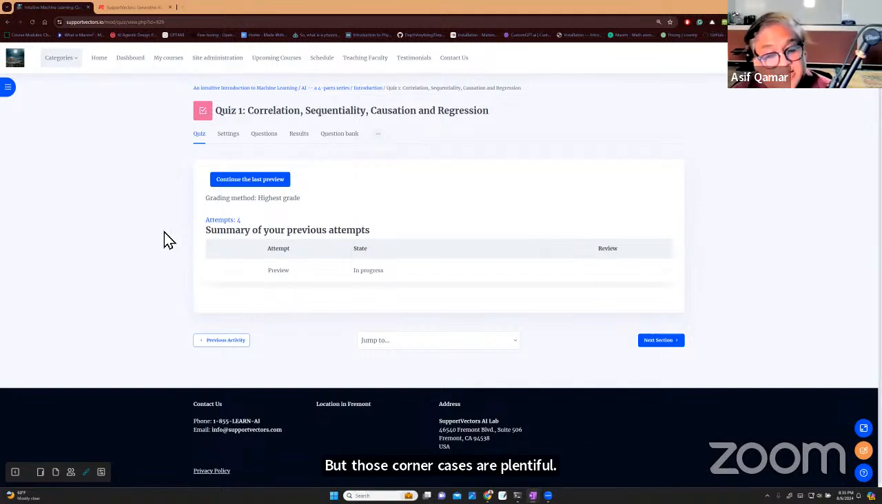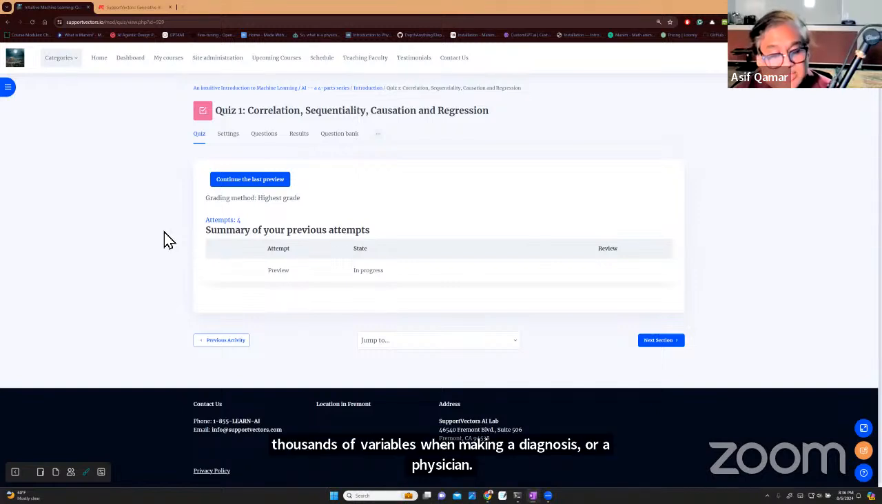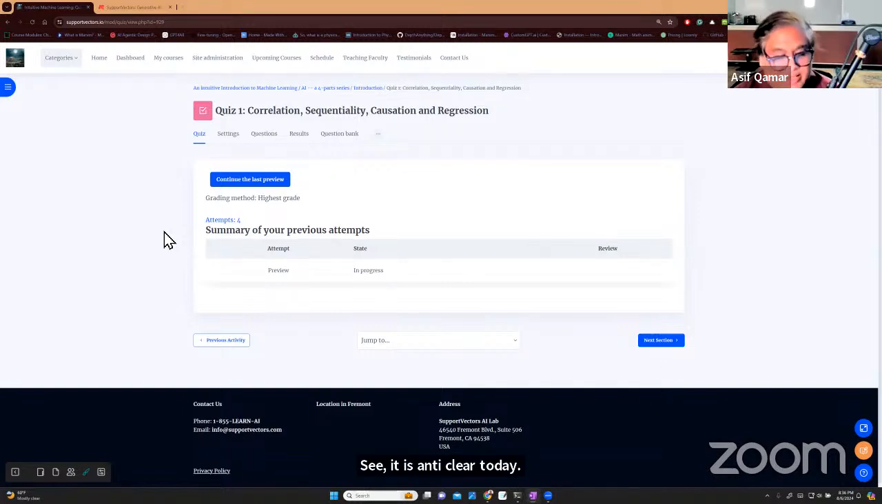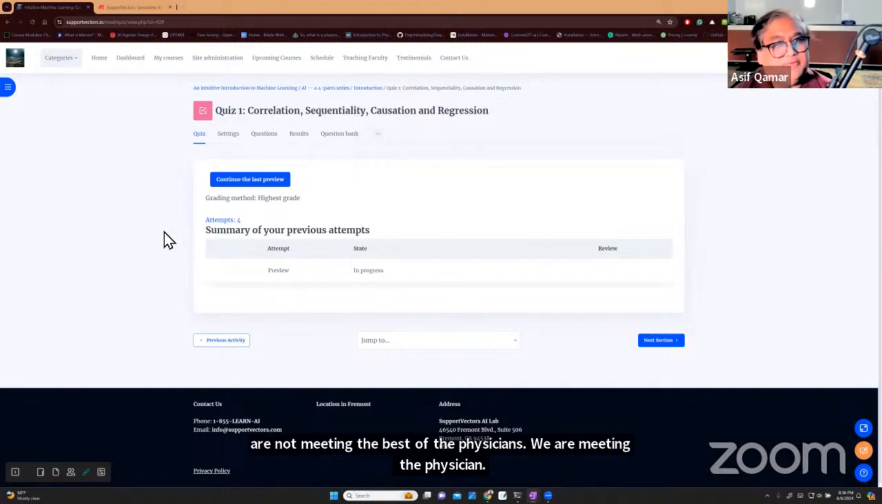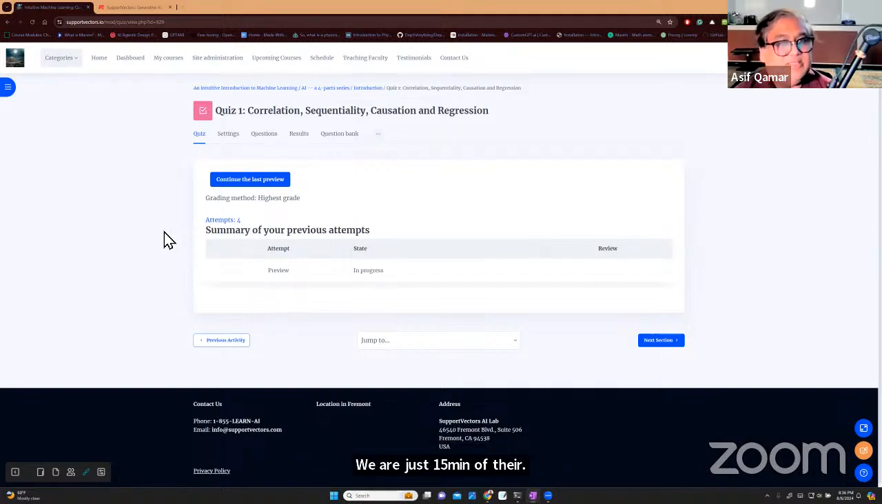Now, the next question I see here is, who could be more trustworthy, an AI doctor capable of simultaneously handling thousands of variables when making a diagnosis, or a physician deeply stressed by pressure from his clientele and colleagues and boards? See, it is amply clear today that AI makes, in many areas, as good a diagnosis or better than the best of the physicians. And obviously, when you and I, normal Joes, go to the physician down the street, we are not meeting the best of the physicians. We are meeting the physician on whom the hospital and the insurance has put a time limit of 15 minutes. We are just a 15-minute slot for them. So AI is already doing a much better job.